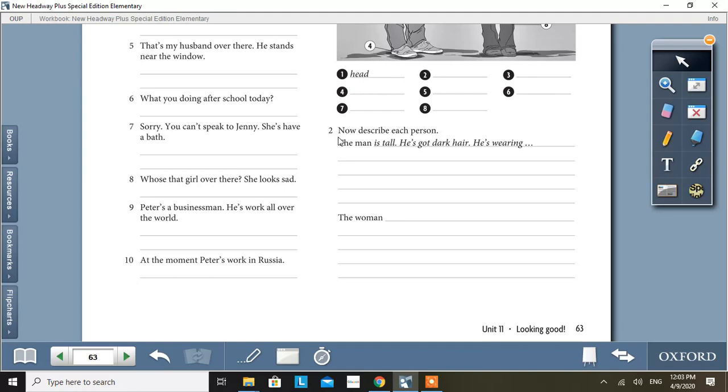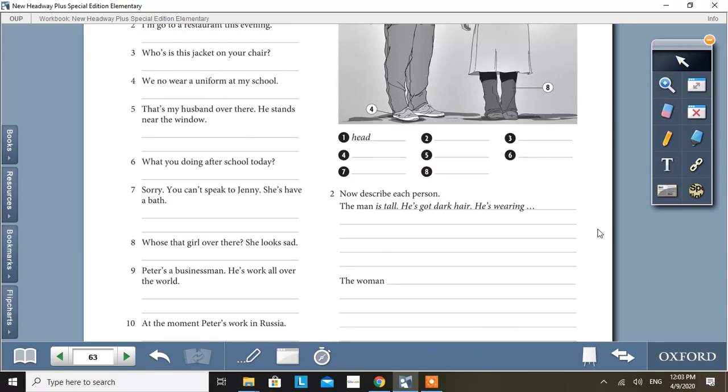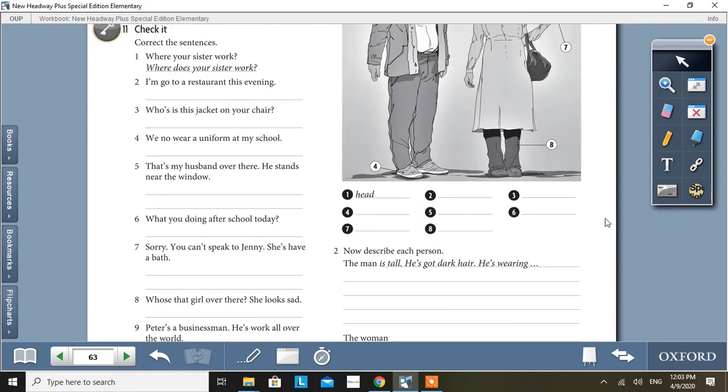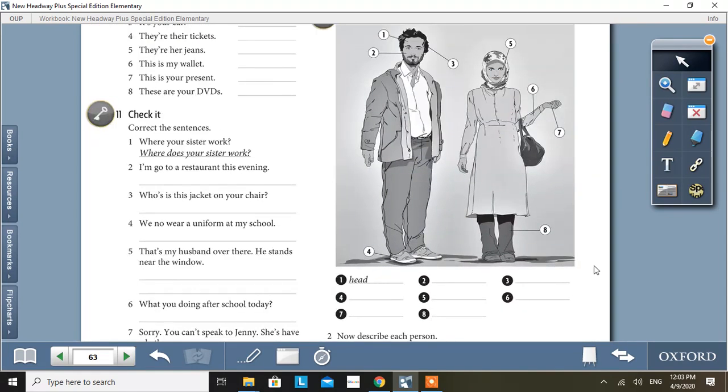That is activity 2. Now describe each person. The man is tall. He's got dark hair. He's wearing, let's look at the picture again. What is the man wearing? He's wearing a jacket, a shirt, and pants. He's wearing trainers. He has got a black beard.